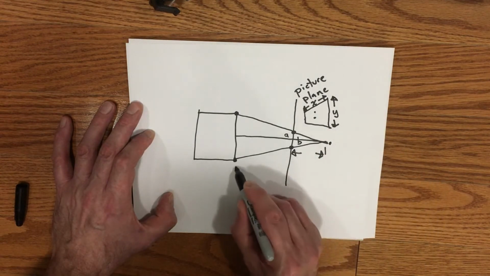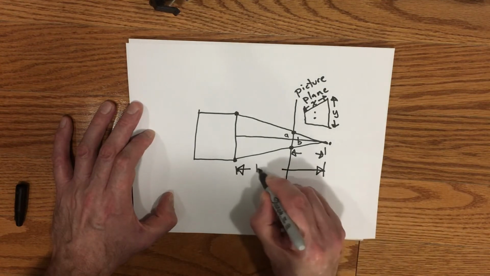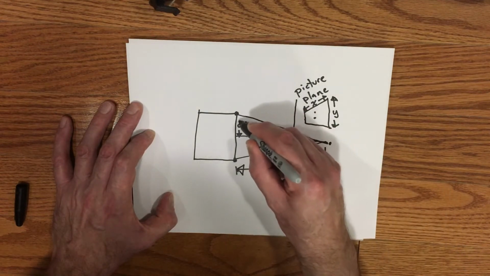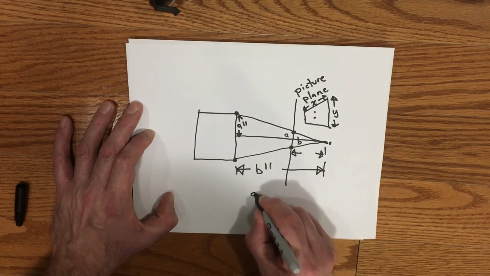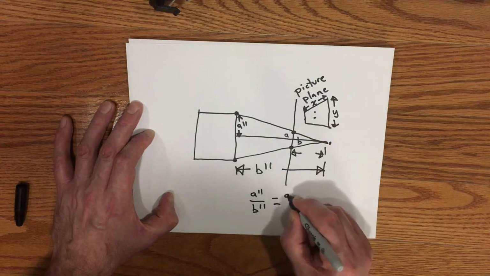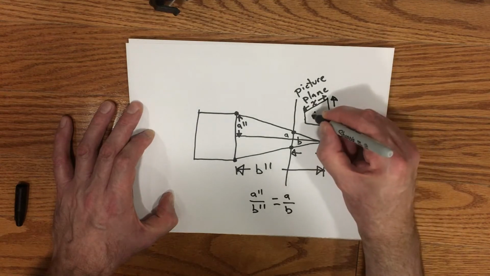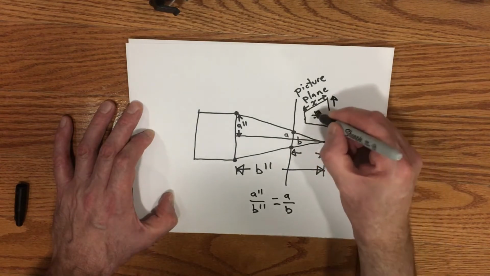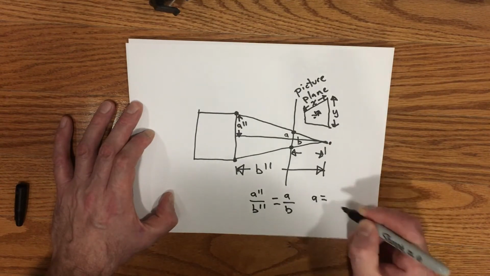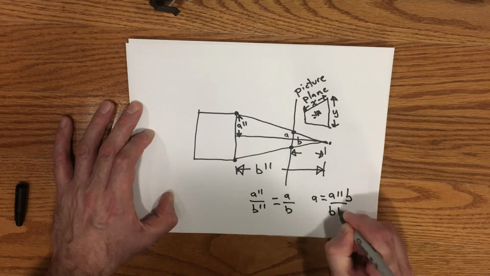Okay, now if you talk about this distance here, this could be B prime, and this would be A prime here. And since these are similar triangles, A prime is to B prime as A is to B, right? And you're trying to find, in this case here, A would be this way. You'd have to do the same thing the other way to find out where the point is in the other direction. But then you can say A is A prime B over B prime, right?